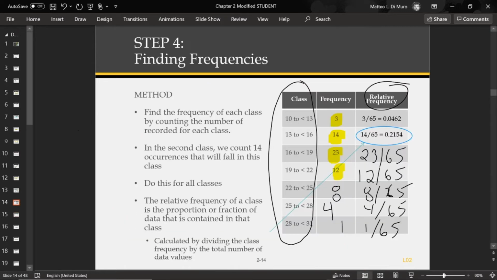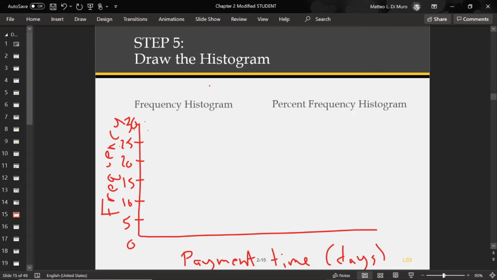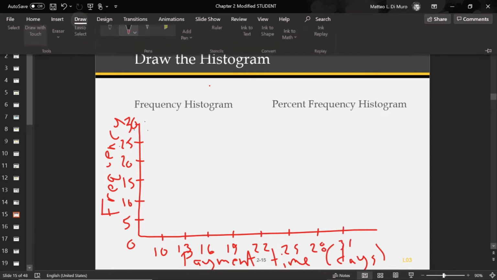And down on the horizontal axis, remember horizontal is like the horizon, so this one down here, payment time. This is where we use our classes. Okay, so we got 10 to 13, 13 to 16, 16 to 19. So what I'm going to do is leave a little bit of space from the 0. I'm going to go over here, and I'm just going to make a little tick mark and write 10. Okay, it is 10 to 13. Right? Each class goes up by 3. So each tick mark here is going up by 3. So this will be 16, this will be 19, and then we had 22, 25, 28, 31.